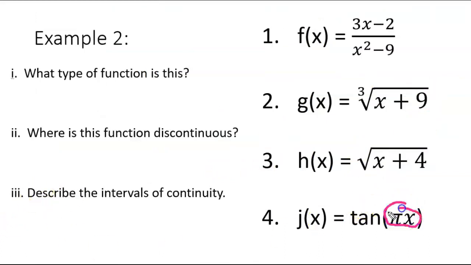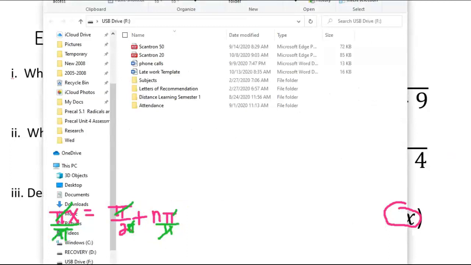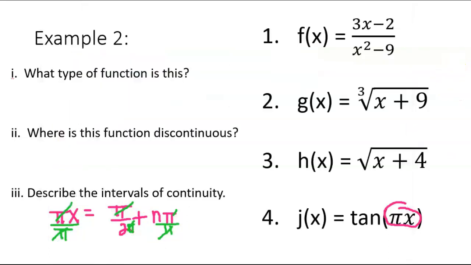My a of x in this case is pi x. So I'm going to write pi x is equal to pi over 2 plus n pi. Now, I'm going to solve for x. I'm going to divide both sides by pi. So here the pi cancels, here the pi cancels, and here the pi cancels. I'm left with x equals 1 over 2 plus n, where n is an integer.